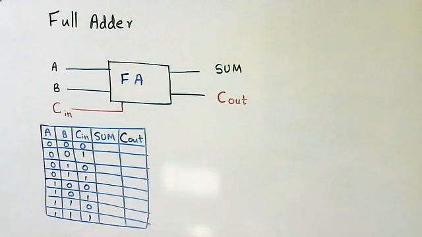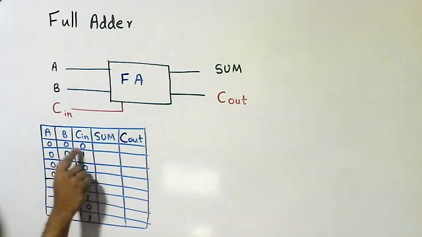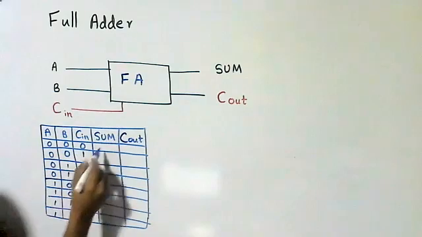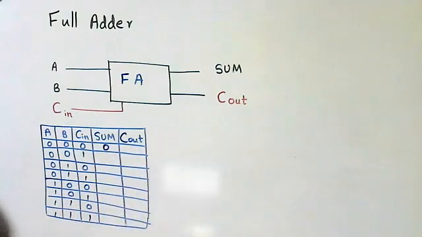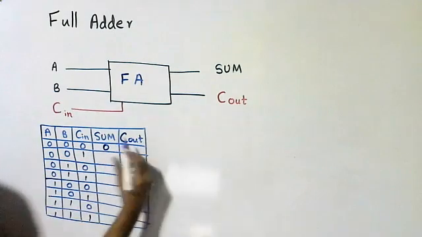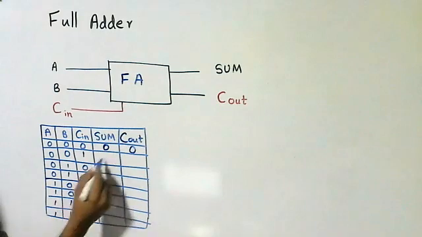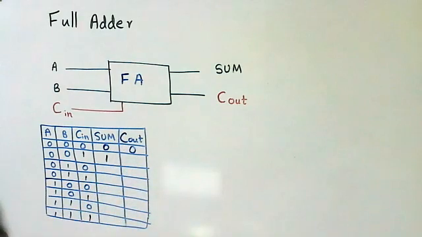Okay, are you ready? We just have to add. There's nothing else. So 0, 0, 0. What is the sum if we add 0, 0, 0? Sum 0, and carry out is also 0. Then 0, 0, 1. What is the sum? 1. C out? 0.